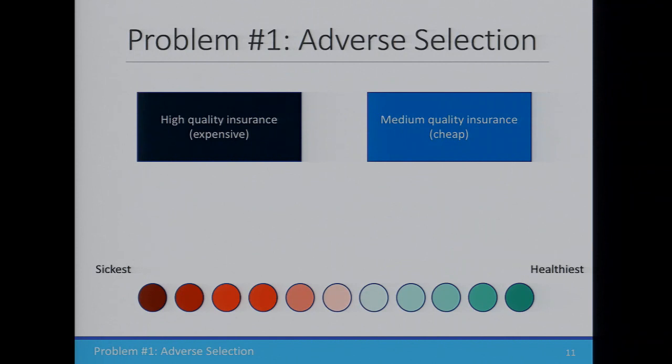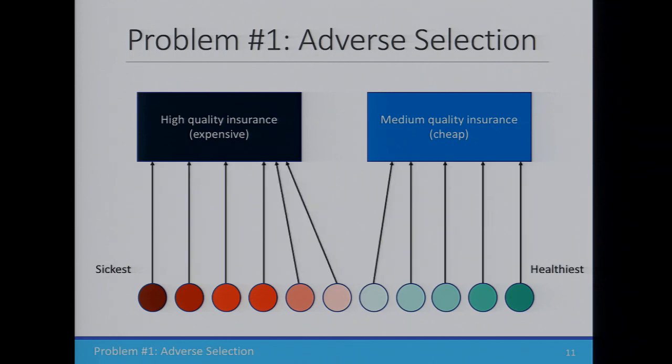Okay, so the first problem I want to talk about is adverse selection, which is the problem that plagues insurance markets. Here we have two insurance plans: high quality insurance that is good coverage and is also expensive, and medium quality insurance. And along the bottom, we have patients ranging from sick to healthy. What's going to happen? The sick patients are going to choose the high quality insurance because they need it. The healthy patients are going to choose the cheaper insurance because they don't.